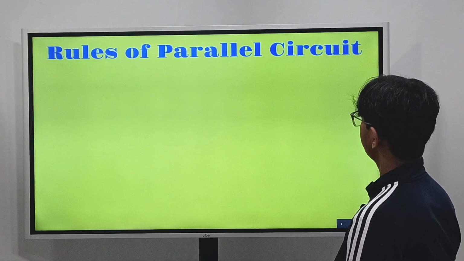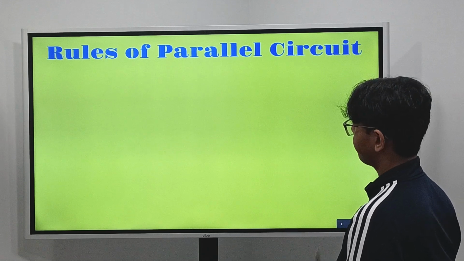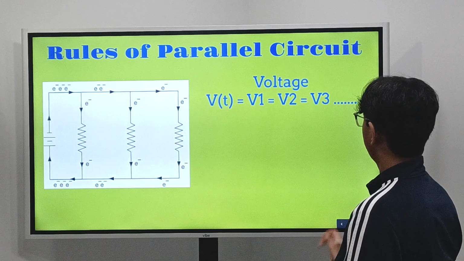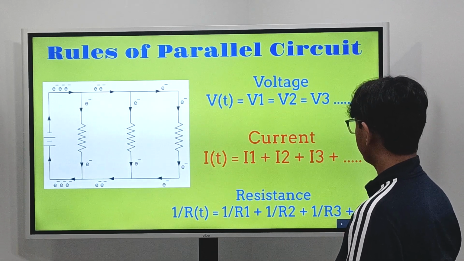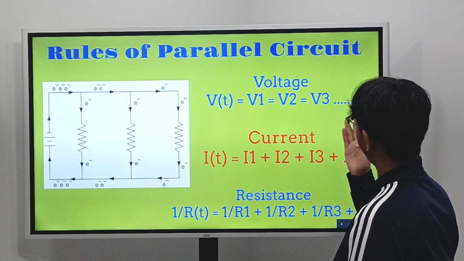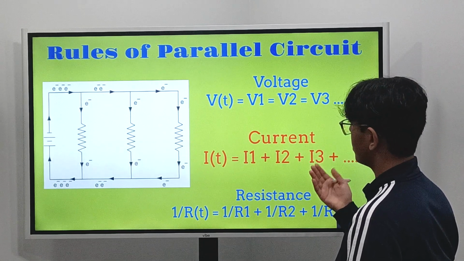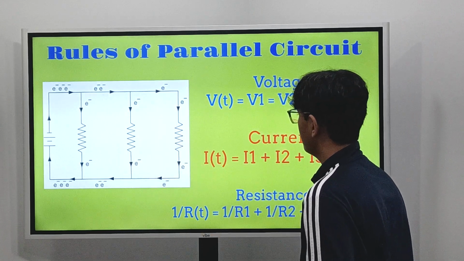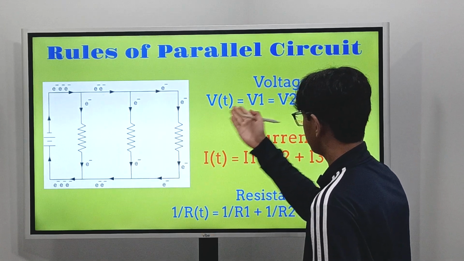And now let's go over the rules of the parallel circuit. So here's our parallel diagram again. So these are our 3 rules here. So let's start off with voltage first. So the voltage inside of a parallel circuit is going to be all equal to each other. So we're going to name this one V1, this one V2, and this one V3. And all we're saying is that voltage is going to be equal.